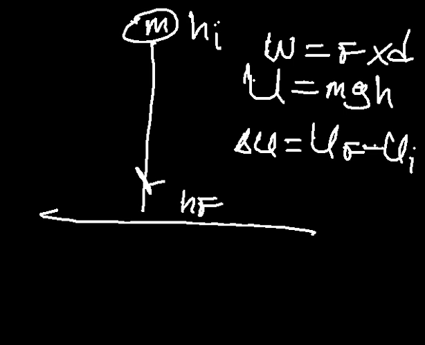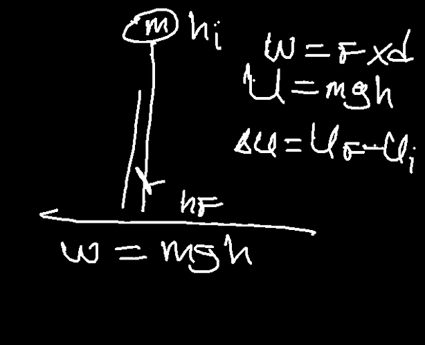Let's now see the concept of the work done on the object by the gravitational force. As the object is falling down, the work done by the gravitational force on the object is simply given as mgh, and it is positive because the object is moving in the direction of the gravitational force.